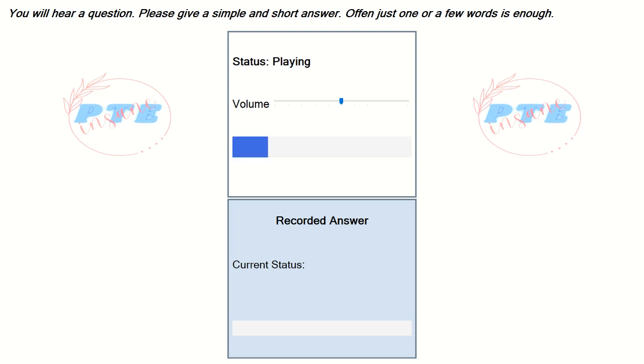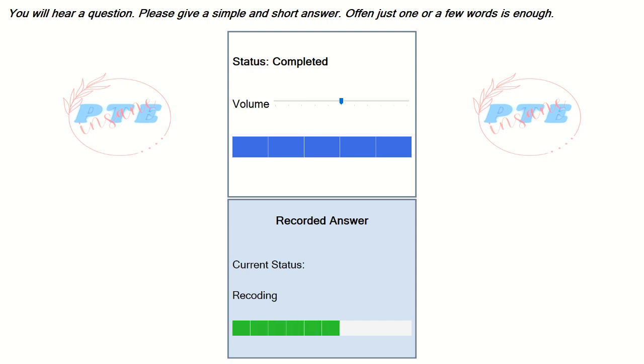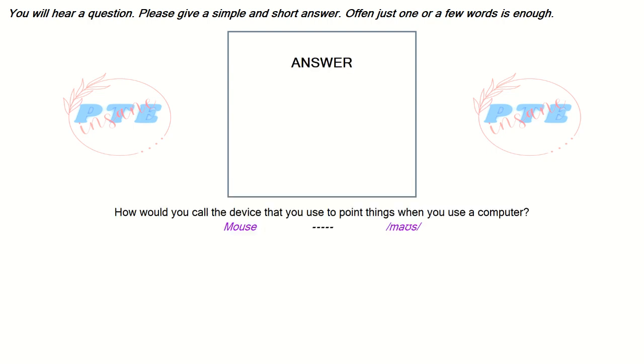How would you call the device that you use to point things when you use a computer? Mouse.